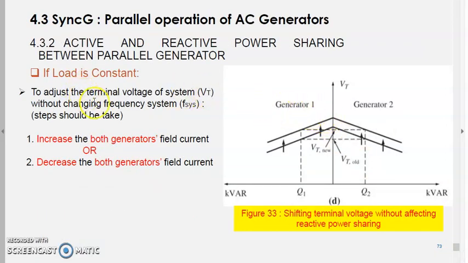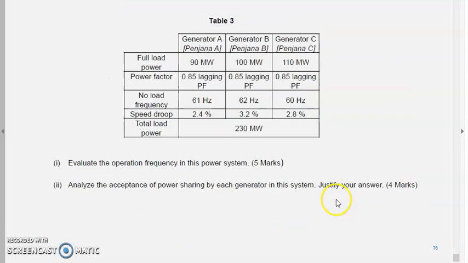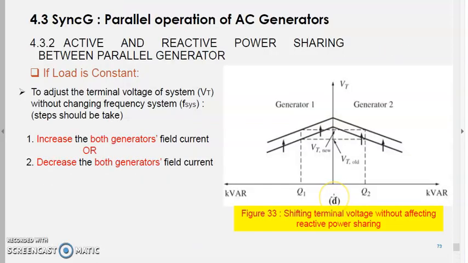If the load is constant and we also want to adjust the terminal voltage to a new terminal voltage, we have to shift the whole graph upward. So increase both generators' field current or decrease both generators' field current. So we have a new terminal voltage when we increase or adjust the field current. We shall discuss the example in the other slides.